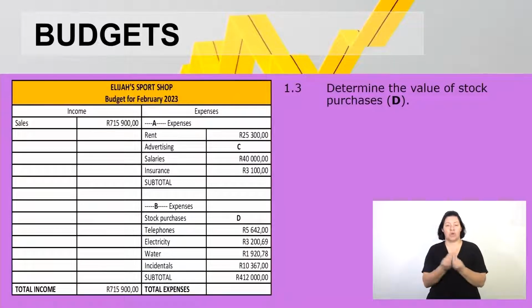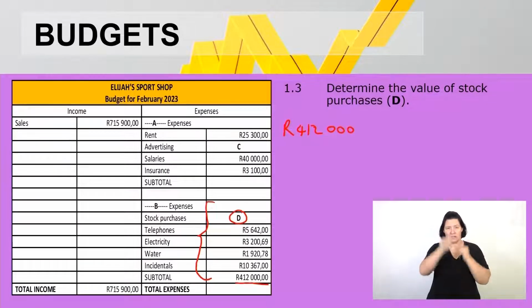Moving on now to question number 3. It says, determine the value of stock purchase, that is D. So here is D. Looking at what is indicated here, starting with our variable expenses, so it's this part here. We know the subtotal is 412,000. So therefore, I'll take my 412,000 and I'm going to subtract all the known values.